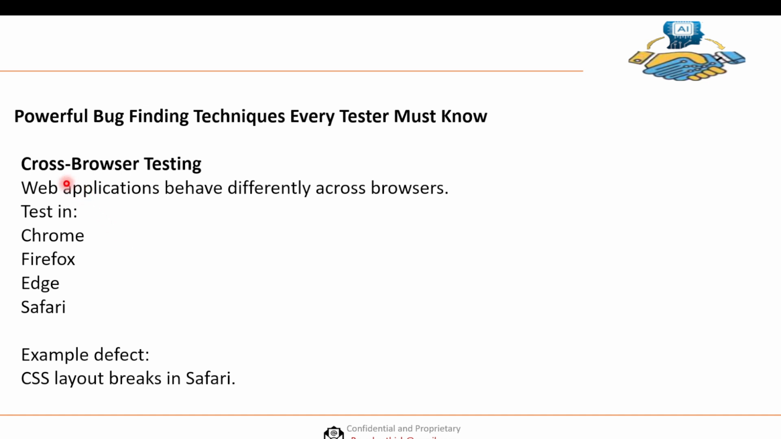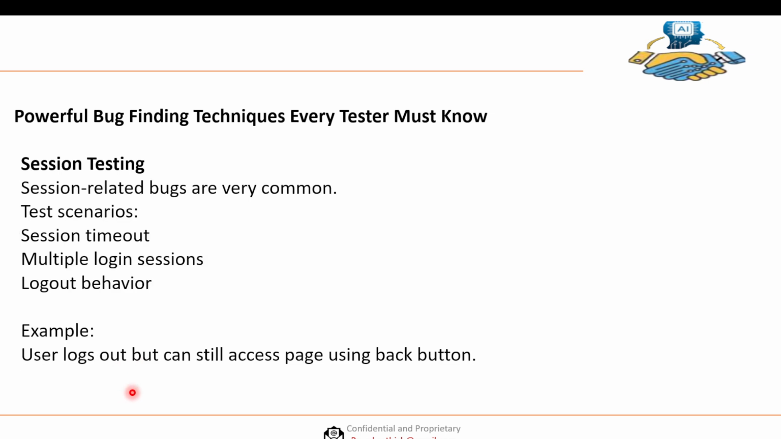Then next we'll perform cross browser testing. A web application behaves differently across browsers. If our requirement is to test the application in Chrome, Firefox, Edge, or Safari, then using cross browser testing we will identify CSS layout issues. For example, the CSS layout may break in the Safari browser.